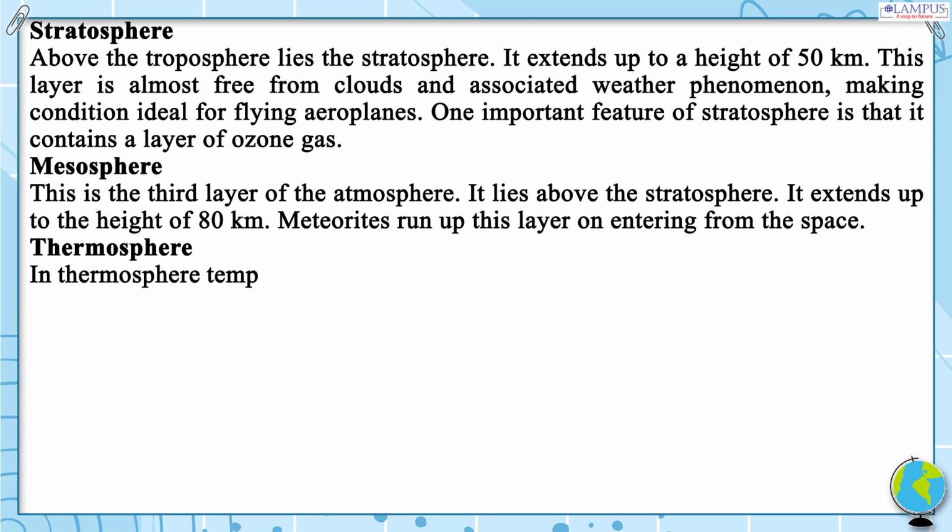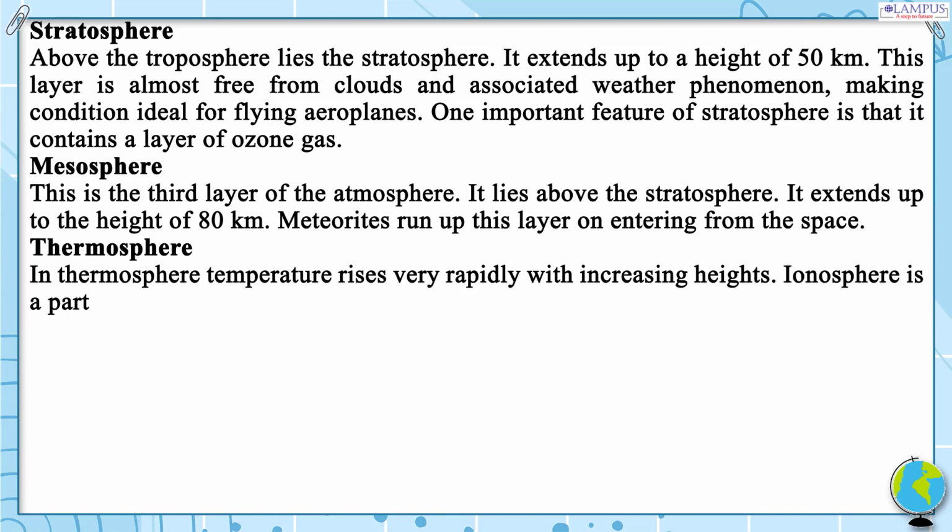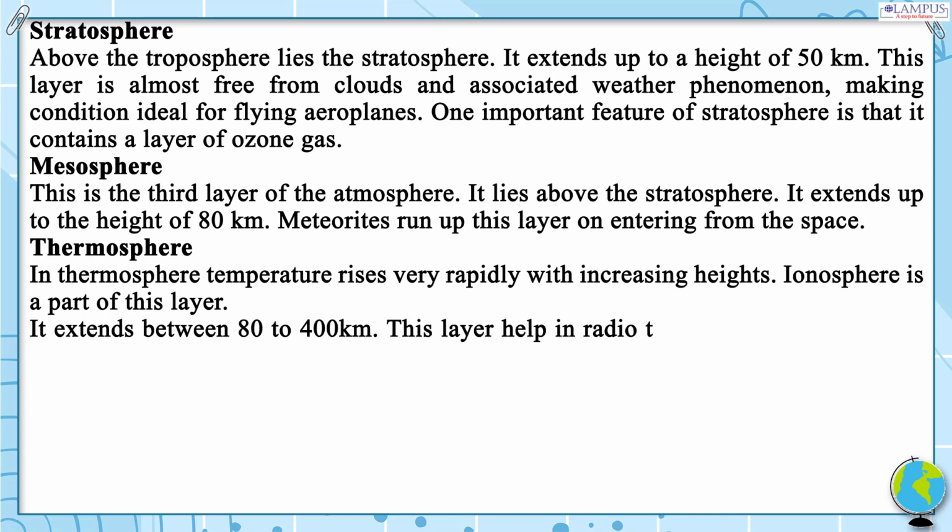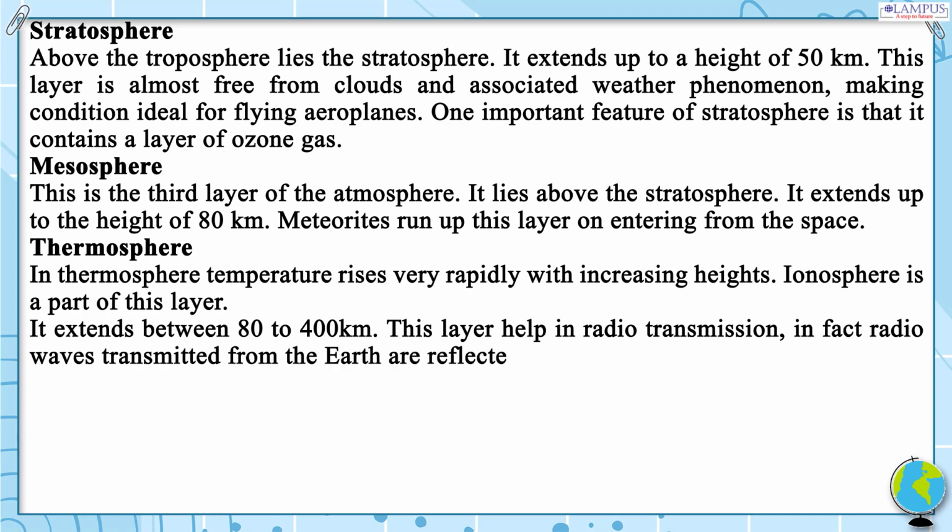Thermosphere. In the thermosphere, temperature rises very rapidly with increasing height. Ionosphere is a part of this layer. It extends between 80 to 400 kilometers. This layer helps in radio transmission. In fact, radio waves transmitted from the Earth are reflected back to the Earth by this layer.